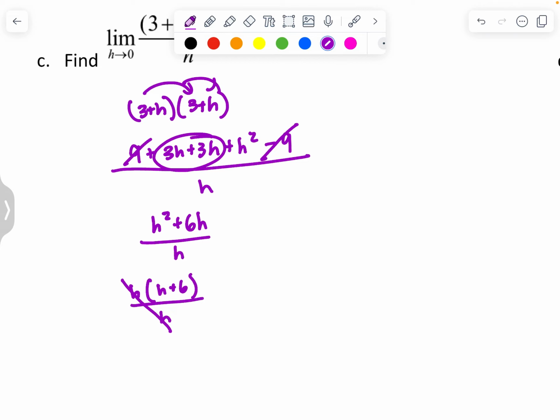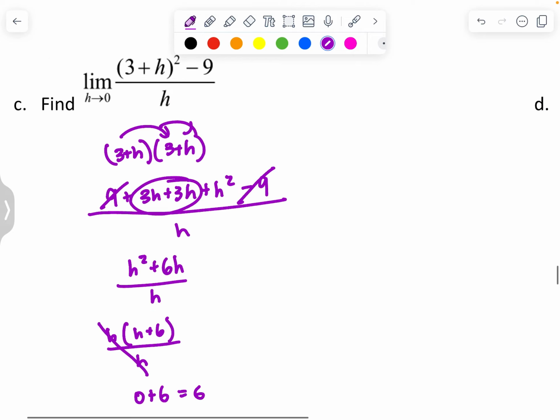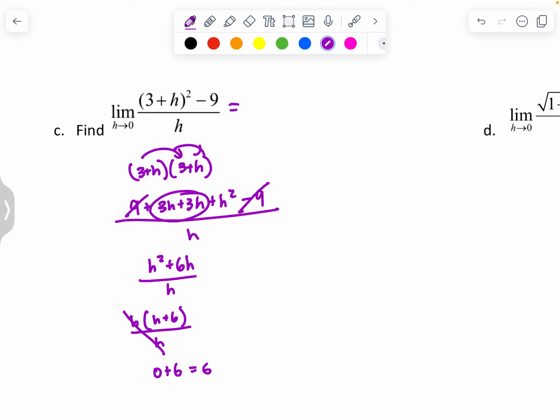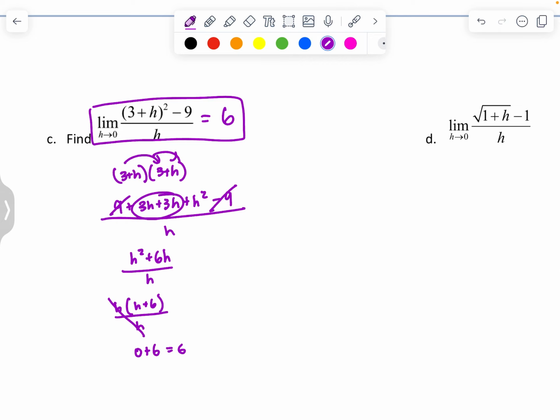Since it's a 0, we could plug it in. We could do 0 plus 6, which is equal to 6. So here we would say the limit as h approaches 0 for this function is 6. We are done.